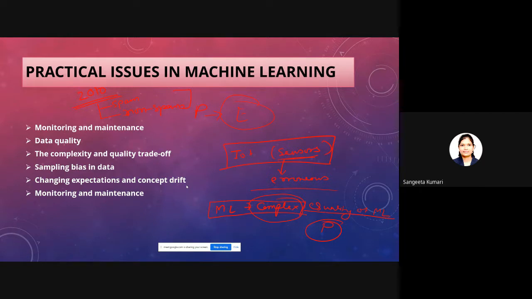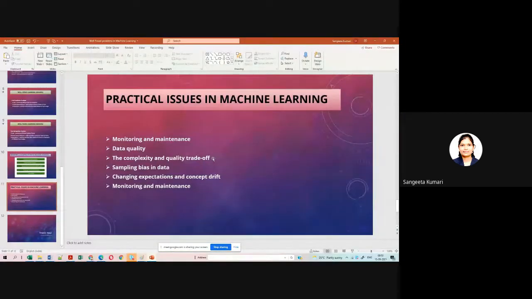So these are the various types of practical issues in machine learning. It's important that whenever you are designing a machine learning model, you consider all these points.